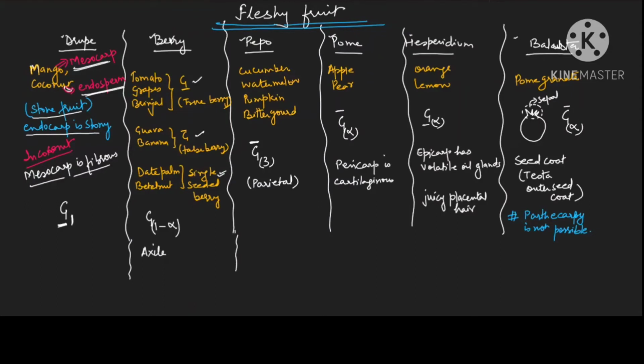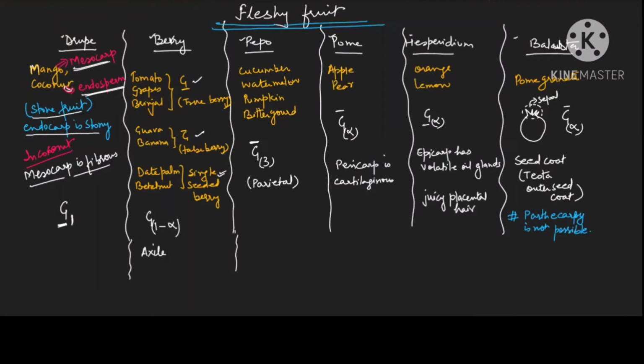Is it clear? Now when you think of the hesperidium, think about the orange. When you peel the orange, you remove the outer skin, the epicarp, which has volatile oil glands. Mesocarp is also sticking to the epicarp, but endocarp makes partitions. In orange or lemon, meaning citrus fruits, we consume the juicy placental hair.